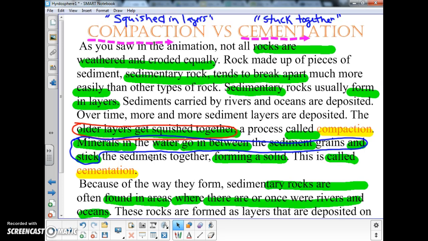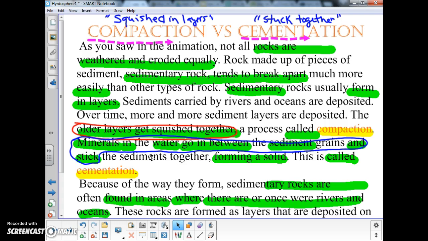Well, add these notes into your notebook. Compaction versus cementation. Well, compaction is when layers fall because of gravity, and one layer falls on top of another layer. That gets a little squished together, but then another layer falls on top of that, and that gets squished together a little bit more, and then another layer, and all of that weight squishes them together. That's called compaction.